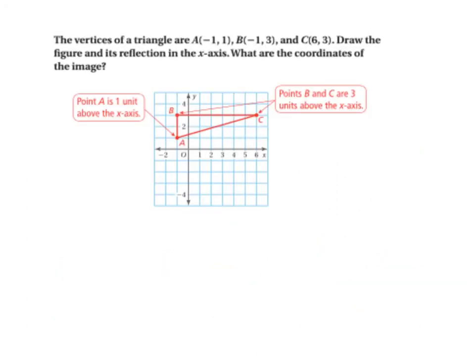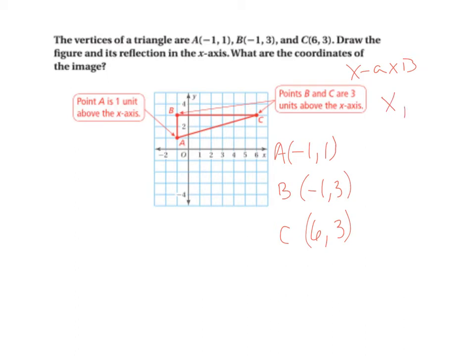Alright, this should be review from the other day when we talked about reflecting over the x-axis. When you reflect over the x-axis, the x stays the same. So if I start out with A at (-1, 1), and B is going to be (-1, 3), and C is (6, 3), we reflect over the x-axis. If you reflect over the x-axis, x is going to stay the same, and then for y you're going to take the opposite, right?